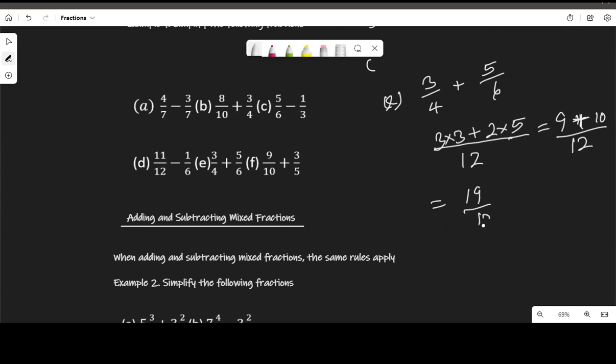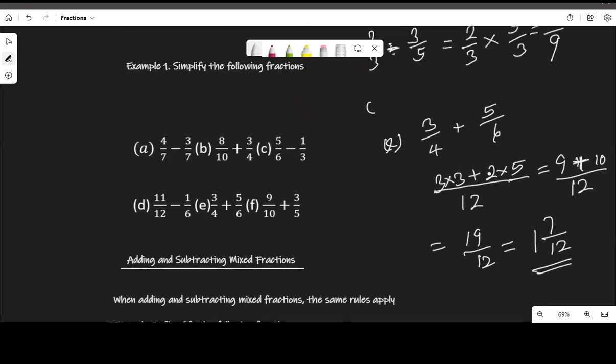19 over 12. Again, this is an improper fraction, so we can turn this to a mixed number. 19 divided by 12 is 1, remainder 7, with 1 whole number, 7 over 12 is the answer to this fraction. Let's clear the board and solve the remaining one here.